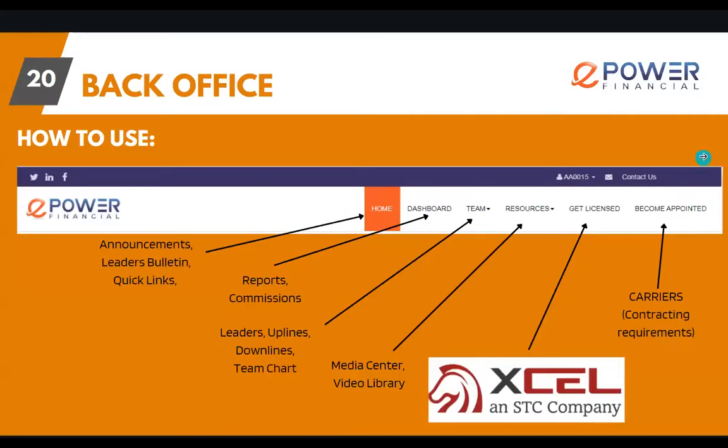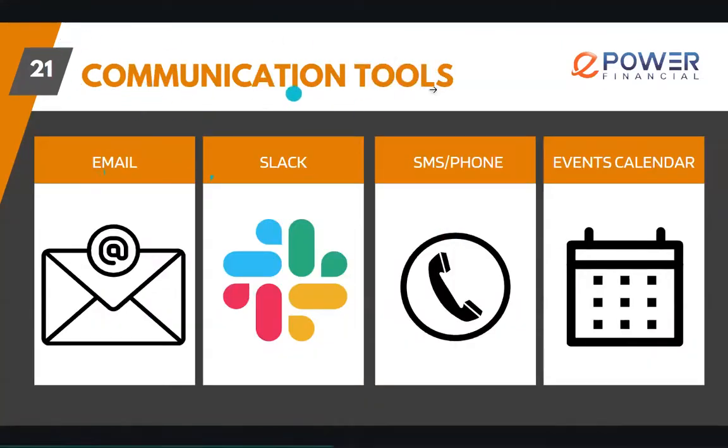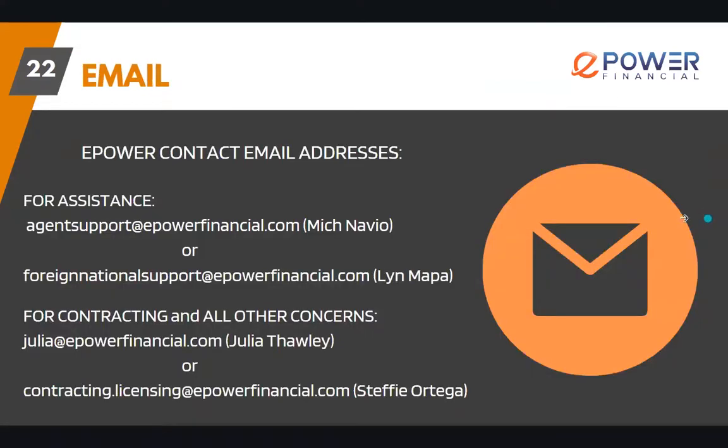Okay, so that's it for how to use the back office. Moving forward, we are going to discuss our communication tools. We have our email, the Slack, local numbers, and the events calendar. We will dissect them one by one.